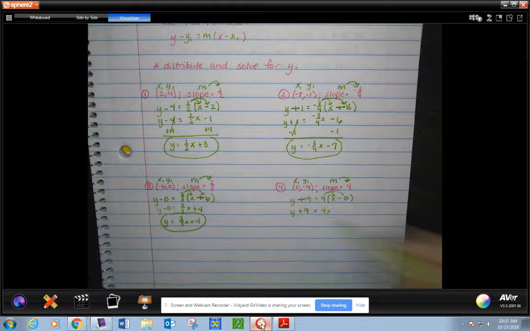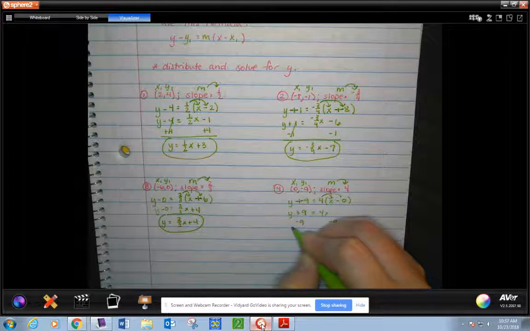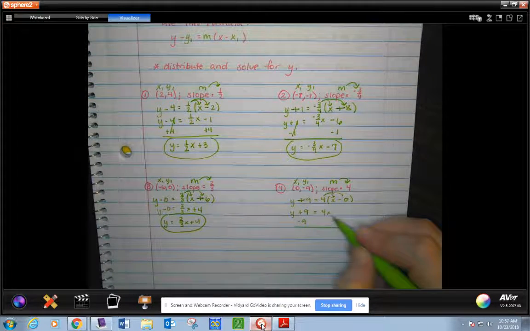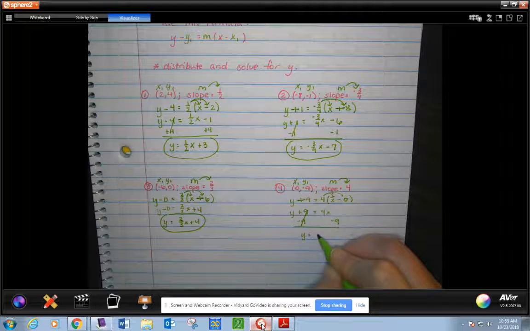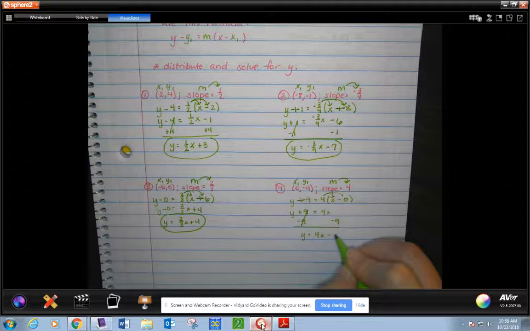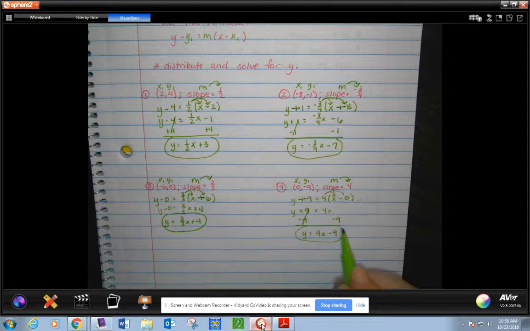Now you bring down the y plus 9. To get y by itself, you must subtract the 9. If you notice, when I subtracted it on the other side, I didn't put it underneath 4x, because that -9 will not go with 4x. So it cancels here, and I have y equals 4x minus 9. I just bring both pieces down because they don't go together. And then that is your answer.